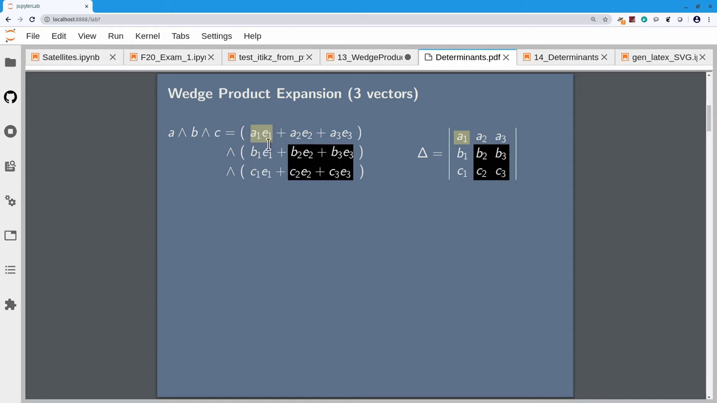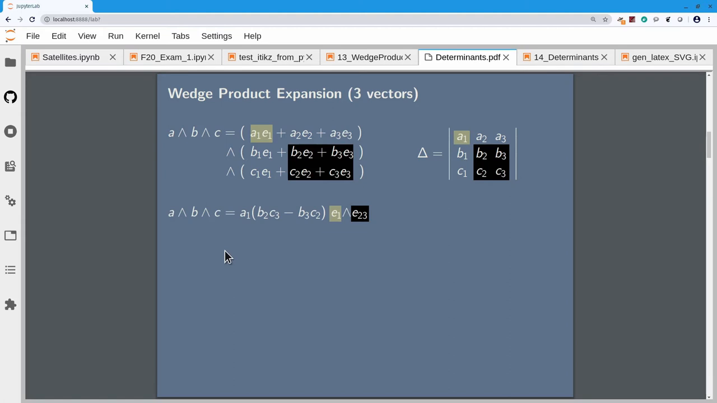So A1, E1 will be wedged into the remaining two vectors with the B1s and C1s dropped out. So into the wedge product of B2, E2 plus B3, E3 and C2, E2 plus C3, E3. That's a wedge product of two vectors written in terms of E2 and E3. In terms of the coefficients, therefore, I have picked A1, and I get to erase the remainder of the row that A1 is in. I get to erase the remainder of the column that A1 is in, and simply look at the remaining entries, at this remaining submatrix.